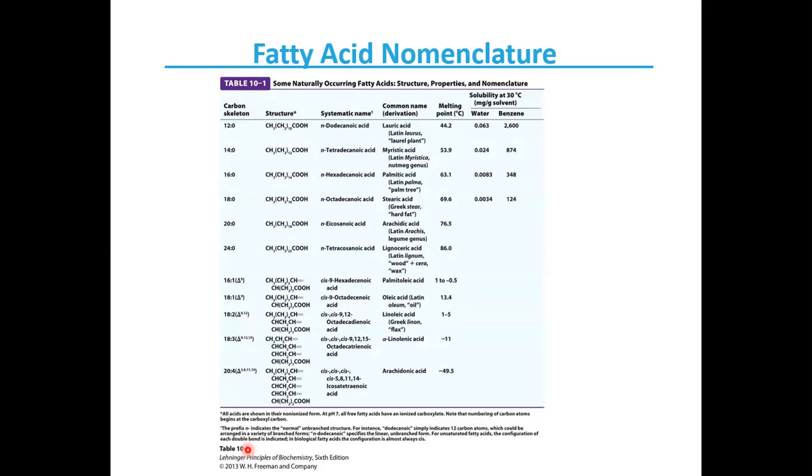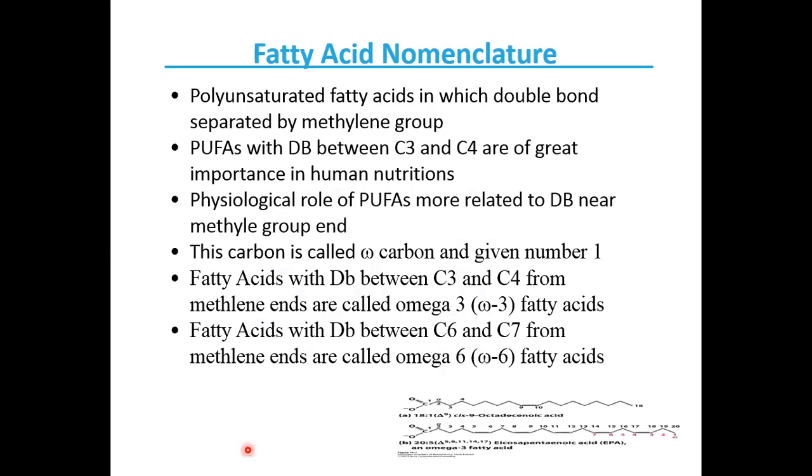This is the table regarding the fatty acid nomenclature. I advise you all to look at this table and explain by yourself. Fatty acid nomenclature. Again, polyunsaturated fatty acids are those in which double bonds are separated by the methylene group.